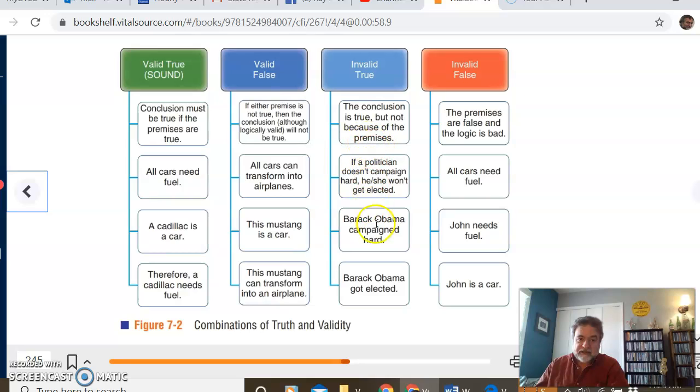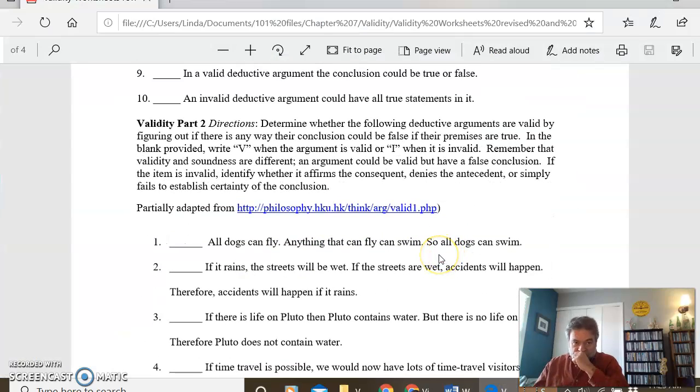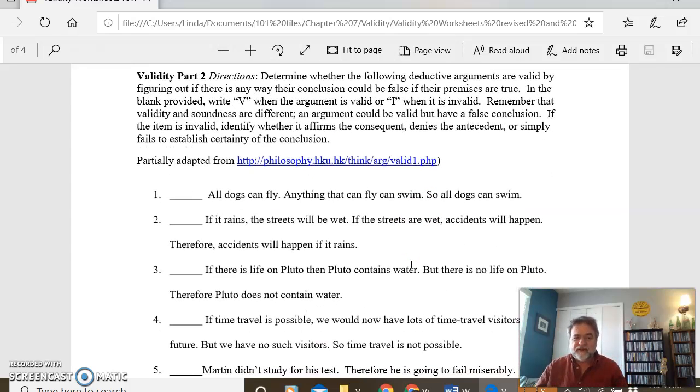Because that takes place here. Hopefully that helped some. Let's go back to the sheet and look at what was going on with that. We're now in part 2. Here you simply had to determine, is it valid or not. Number 1, believe it or not, is valid.